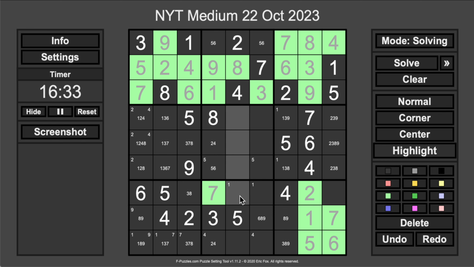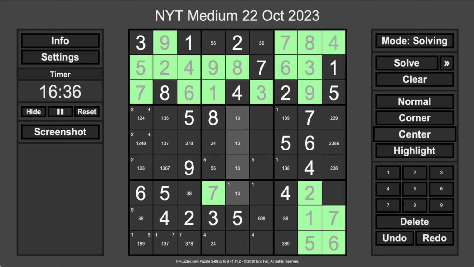Okay, column 5. I've got 2, 4, 5, 8. I need 1, 3, 6, 7, 9. Well, this one can't be 6 or 7. Neither can that. That's not 9. That's not 6. That's not 7. Oh. Either these are 6 or 7.